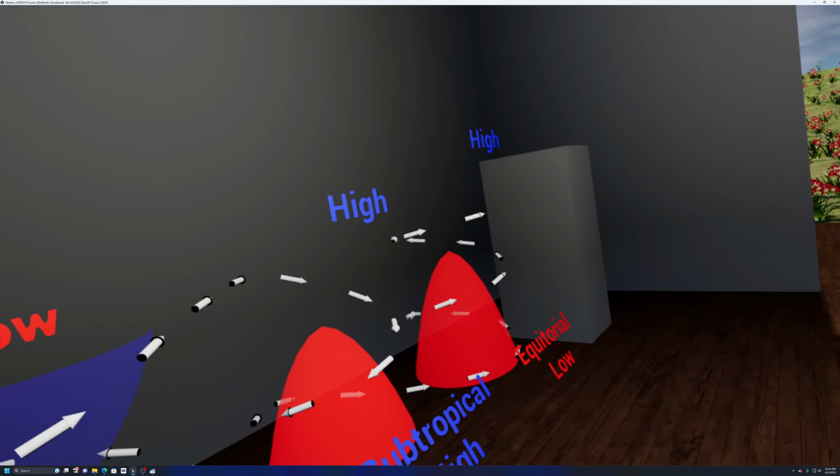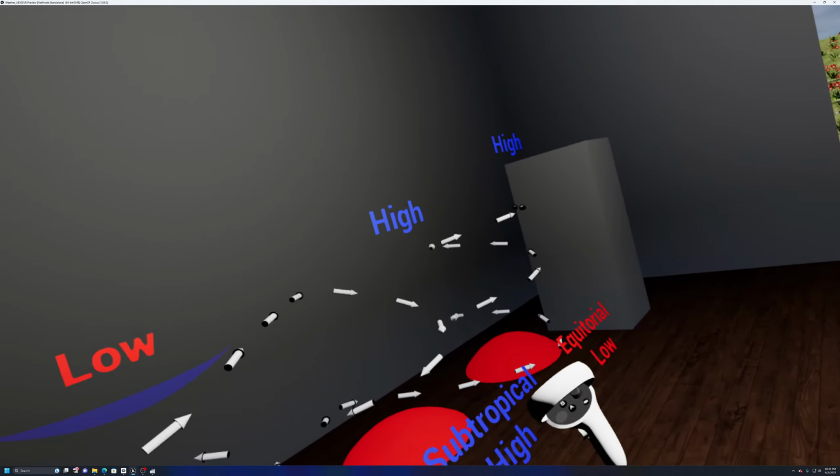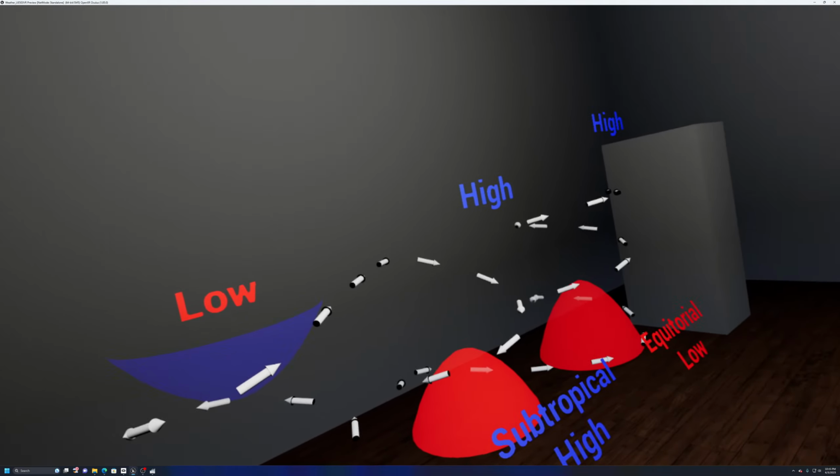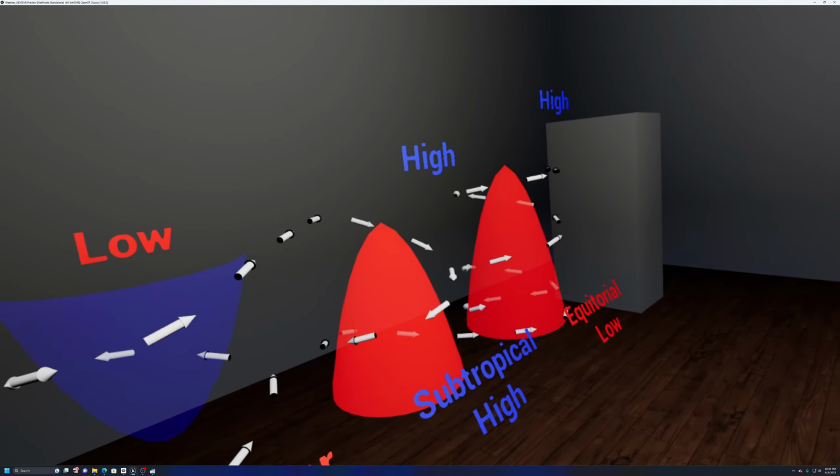And then the equatorial low ends up being the highest because we have both warm air rising and that upward vertical motion from convergence at the surface.